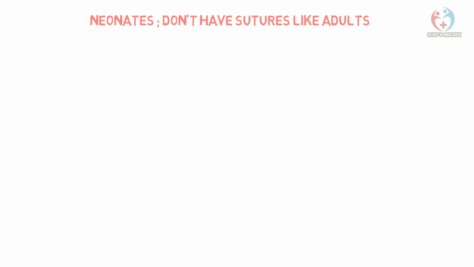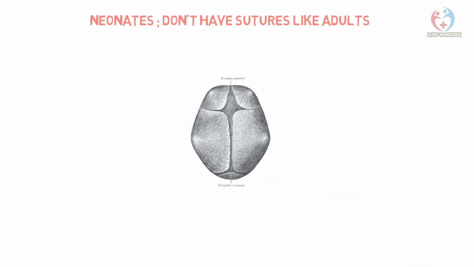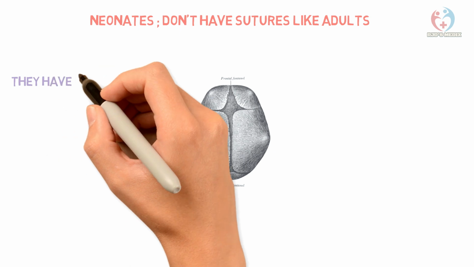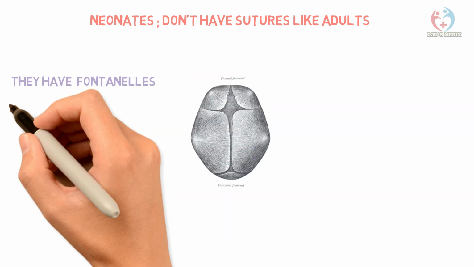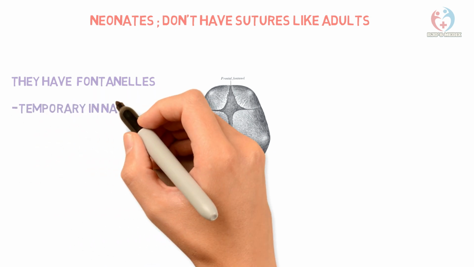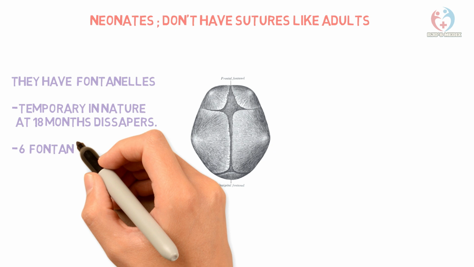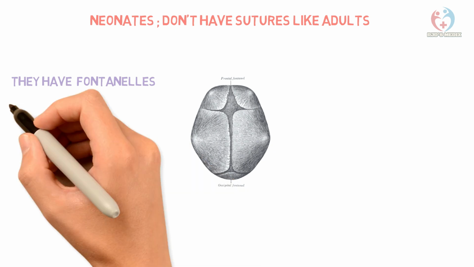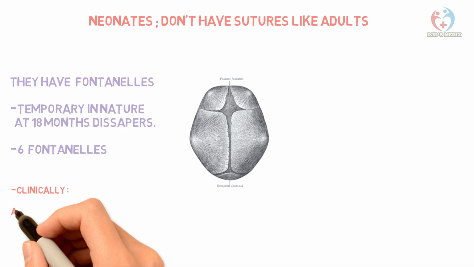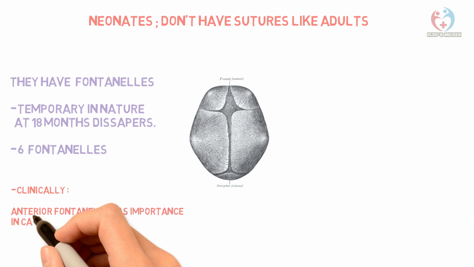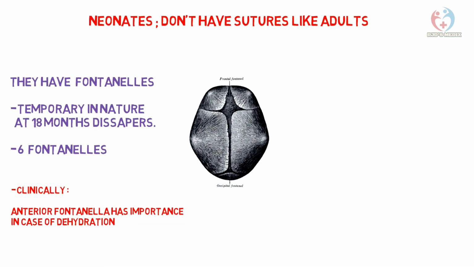They have the typically empty spaces termed as fontanelles. There are a total of 6 fontanelles present in the head, and they are not permanent. They are temporary in nature. By 18 months they disappear and are converted to the sutures. They have 6 fontanelles: 1 anterior fontanelle, 1 posterior fontanelle, 2 anterolateral fontanelles, and 2 posterolateral or mastoid fontanelles. Clinically, the anterior fontanelle is most important because it is judged to check the hydration in neonates.